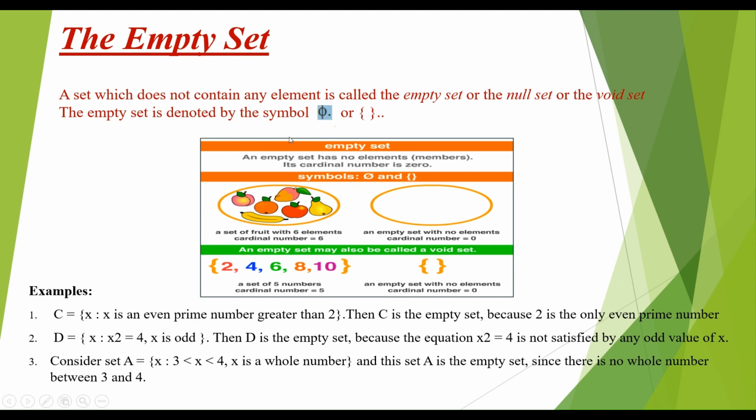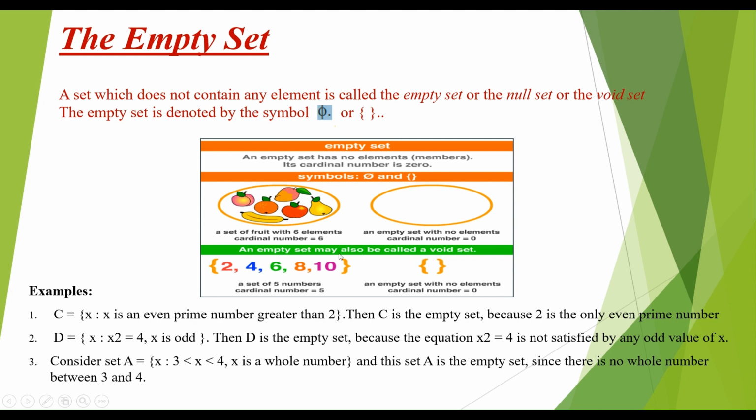Now just see the picture here. This is an example of the empty set. As an empty set has no elements, its cardinal number is always 0. This is not an empty set. This is a set which contains 6 elements, a set of fruits, and the cardinal number is 6. Here you see an empty set with no elements, and the cardinal number is 0. It is also called a void set.